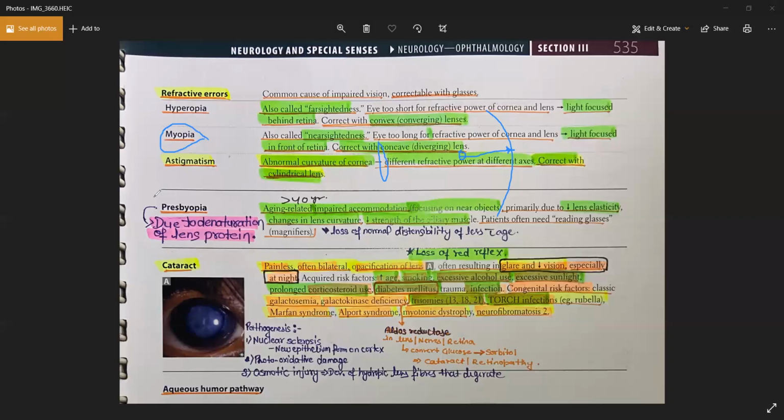So the question will give you a patient who has a history of myopia, and then suddenly in the old age they have this improvement in the vision, and they will ask you why this improvement in the vision is happening. It is because of the age-related changes in the lens. That means a loss of lens elasticity, loss of normal distensibility of the lens, and the denaturation of the proteins. And not just that, they will ask you what other conditions can be happening due to the same pathology.